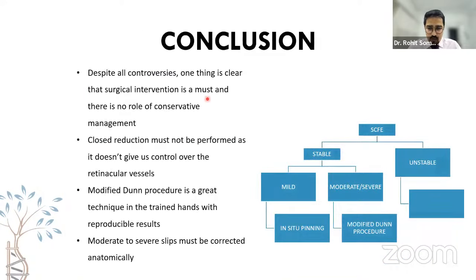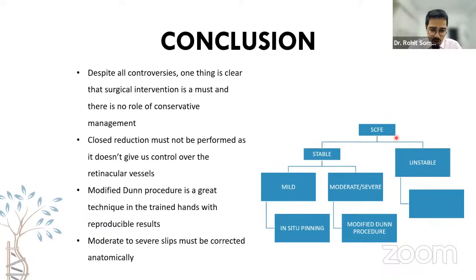So, what do we conclude from all this? Despite all controversies, one thing is clear: surgical intervention is a must and there is no role of conservative management. Closed reduction must not be performed at all costs as it does not give us control over the retinacular vessels. The modified Dunn procedure, as said in the studies mentioned, is a great technique in trained hands with reproducible results. If the person is not trained well, then you might be better off doing an in-situ pinning on a temporary basis and referring them to a higher center. Moderate to severe slips must be corrected as anatomically as possible in order to prevent FAI.